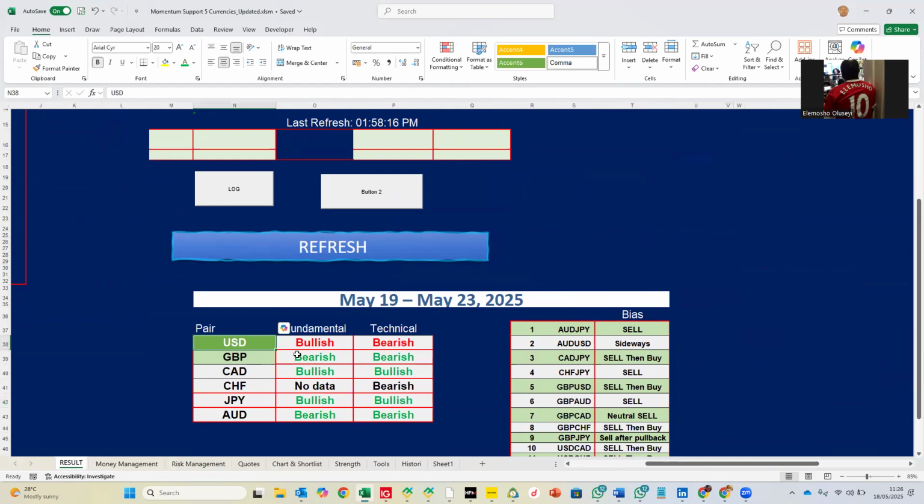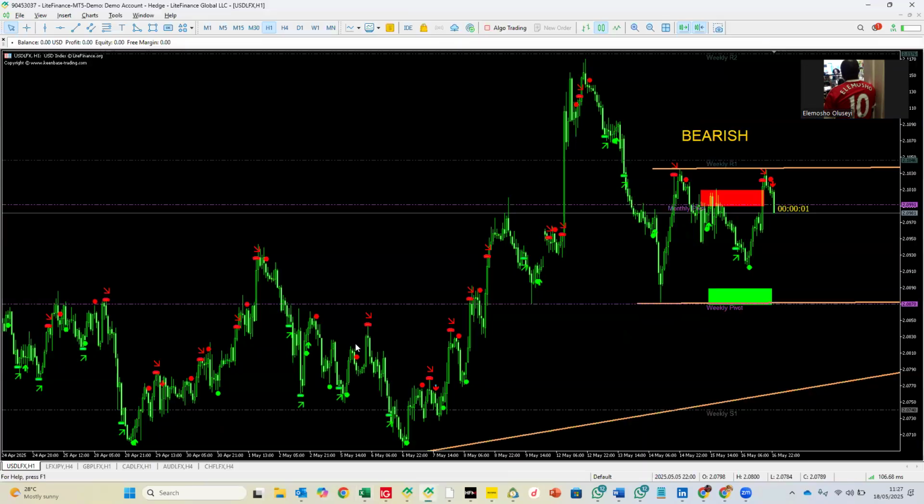For USD, on the technical side, I'm expecting it to be bearish, but from the fundamental angle, it seems to be bullish. So we seem to have a conflicting bias right there. What we may expect is that USD will be bearish for some time, and then after getting to maybe around this level, go bullish. So currently, it is expected to first be bearish and then later on bullish.